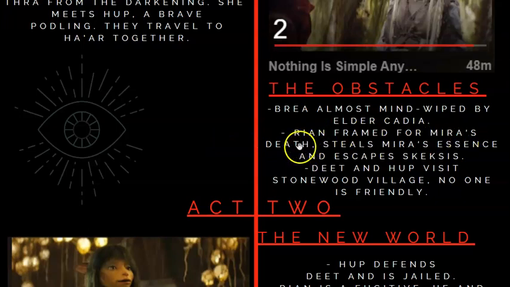Rian is framed for Mira's death, but he steals Mira's essence from the castle and escapes with the help of his friend. But then he escapes the Skeksis, so he's kind of, they're all trying to uncover the truth. The thing is that all 3 of them are just trying to search for the actual truth of Thra and the world and what's happening with the Skeksis.